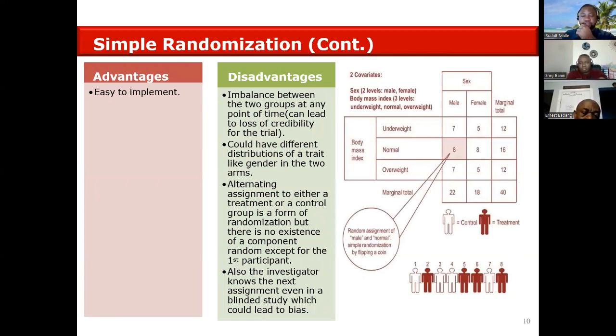These are also chances where there could be potential bias, because I had one study where there were just two groups, A and B. It was so simple that when patient one came, patient one went to group A. And when patient two came, patient two went to group B. So as the investigator, what will be in your mind when you're looking at patient three?